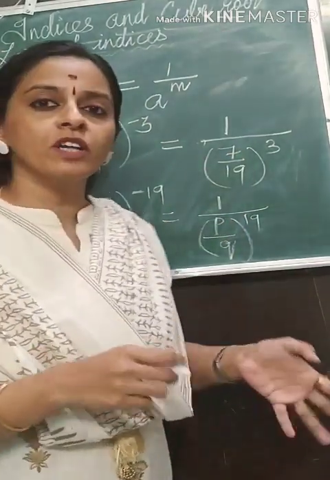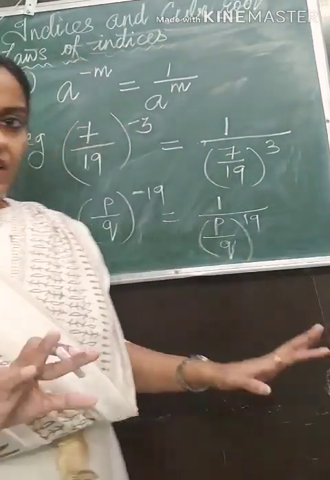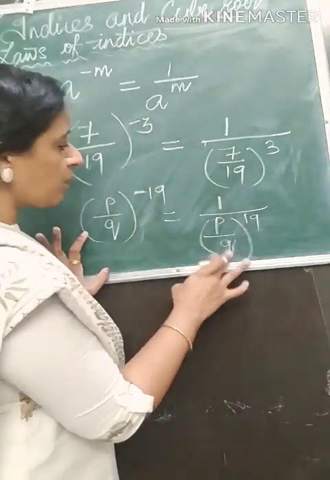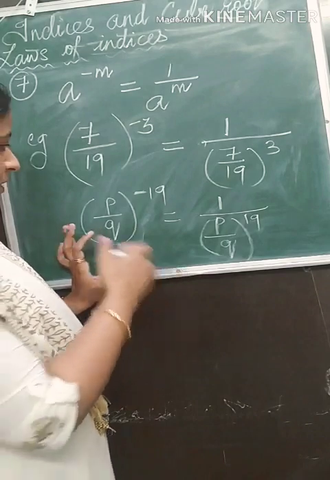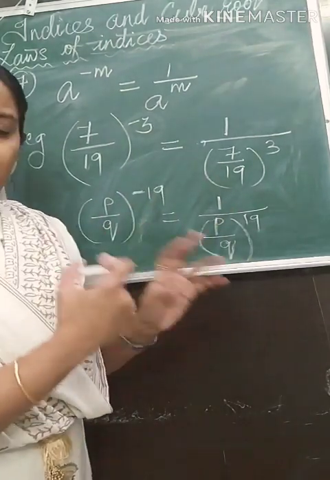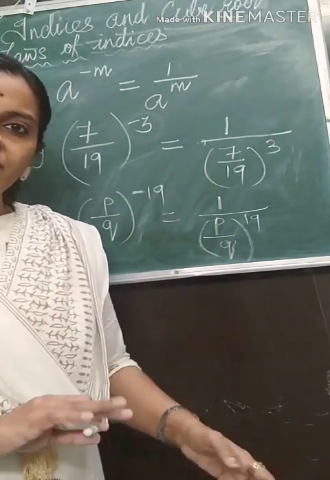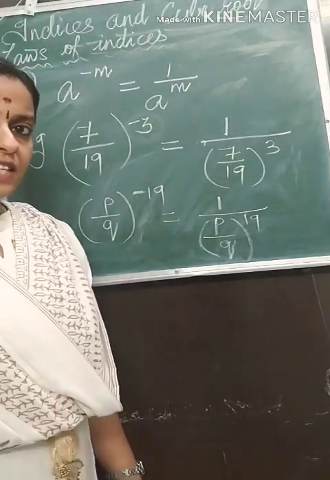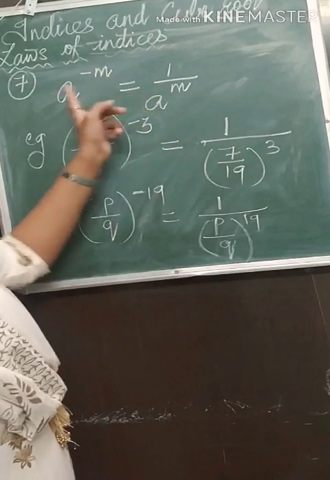Now 1 upon is called the reciprocal. Reciprocal means if you put 1 upon p upon q, it will become q upon p. 1 upon means the denominator will become numerator, numerator will become denominator. In the next example you will understand. Now note it down.